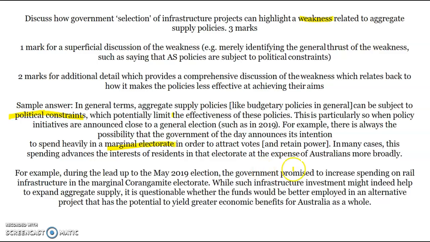So in the lead up to the May 2019 election, the government promised to increase spending on rail infrastructure in the marginal Corangamite, I think it is, electorate. Such infrastructure investment might indeed help to expand aggregate supply, but it's questionable whether the funds could be better employed on alternative projects that benefit Australia as a whole, rather than just this particular area that's going to help them to win votes. So the weakness of infrastructure spending is they may just focus on areas to win votes where the voting is close.